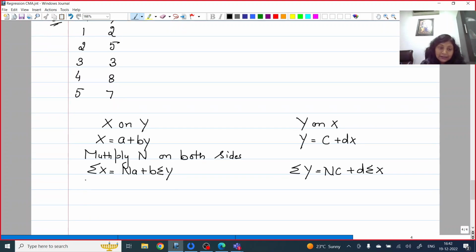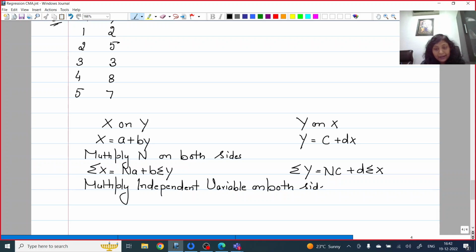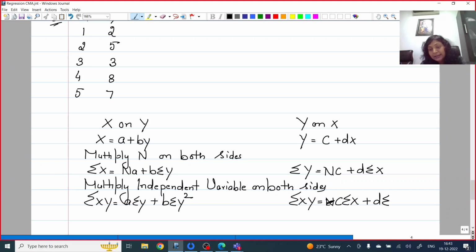Now the second thing is to multiply the independent variable on both sides. In the first case, my independent variable is y. So we multiply y on both sides, and it becomes summation xy equals a summation y plus b summation y square. And in this case, my independent variable is x. This becomes summation xy equals c summation x plus d summation x square. Now find out the parameters.